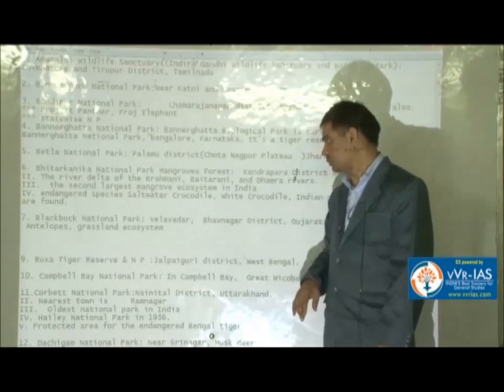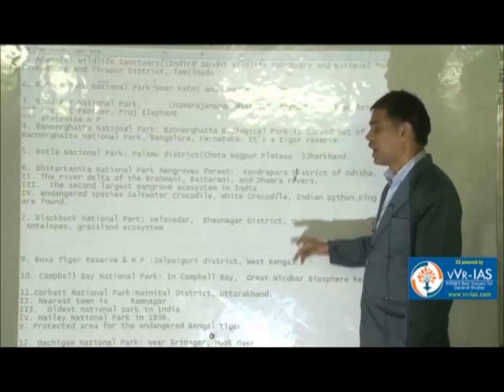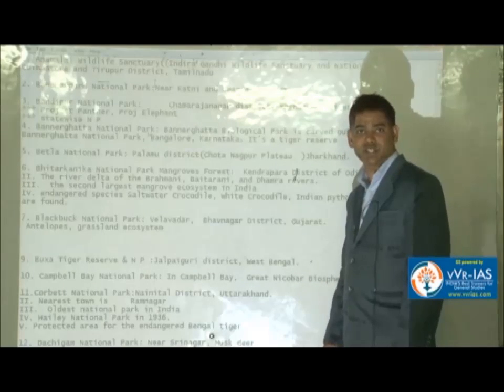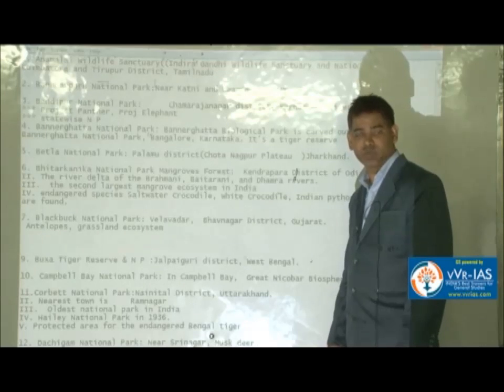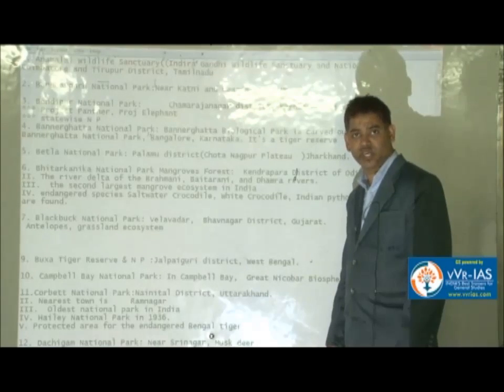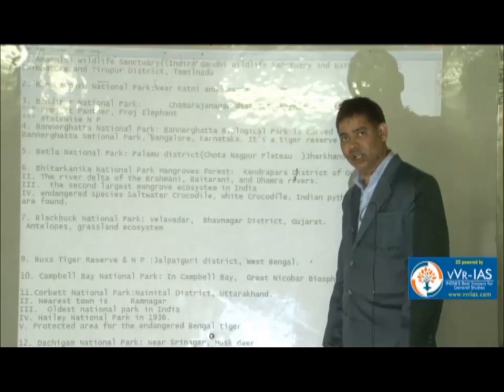Now Blackbuck National Park. Blackbuck National Park is located in Gujarat. But if I ask where blackbucks are very dominant, then you should locate the Churu district. That is also an important place for the blackbuck. One more place where the blackbuck is found is a national park in the heart of the city of Chennai, and there are also blackbuck there.